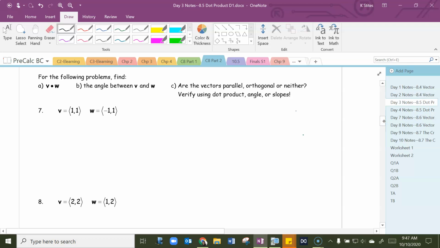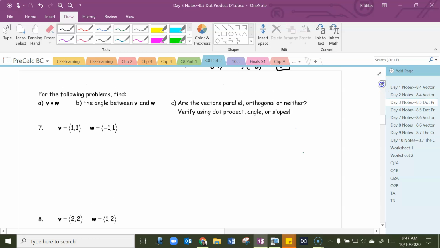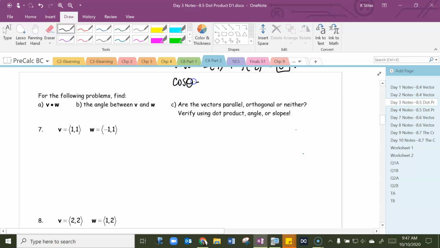All right, so for the following problems, we're going to find the dot product and then the angle between the two vectors. And then we're also going to determine whether the vectors are parallel, orthogonal, or neither. We're going to verify using the dot product, the angle, or the slopes. Let me rewrite our formula just so we have it. It's going to be v dot w over magnitude v times magnitude w, and that's equal to cosine theta. All right, so to start, let's do the dot product.